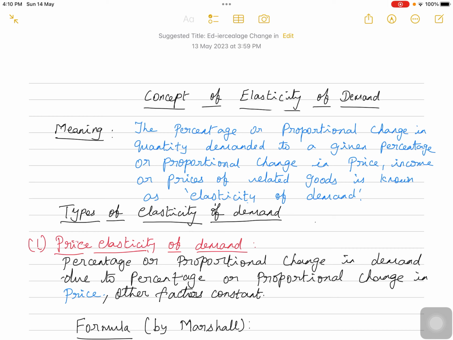On the other hand, if the quantity demanded of the commodity or service can be increased or decreased, then it is like a rubber band. That commodity or service has elastic demand. So the commodities or services which have elastic demand are like a rubber band: you can increase the demand or contract the demand.